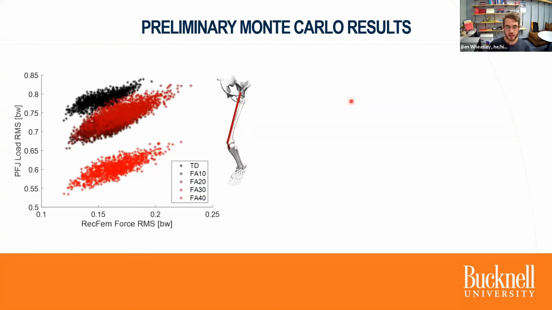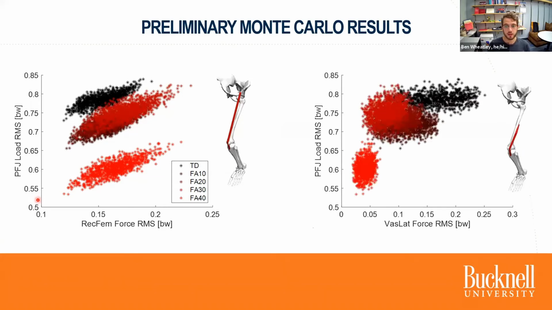Looking more carefully at our Monte Carlo results as a function of individual muscle force contributions, this graph on the left here is showing the rectus femoris force root mean square in body weight, as well as the overall patellofemoral joint load. And so what we see is an increase in rectus femoris force leads to an increase in the patellofemoral joint. Not surprising there. If we look at the vastus lateralis muscle, again, generally we see that increases in vastus lateralis force lead to increases in patellofemoral joint load.